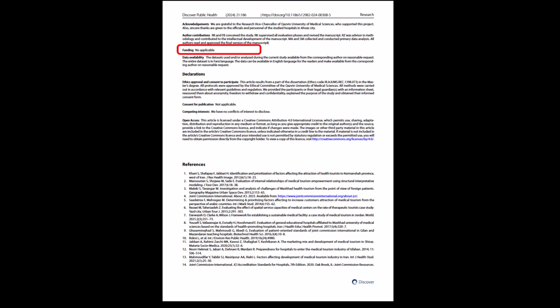They list no funding. They say that it wasn't applicable, which means no organization or person funded this research. And that's important to know, especially when we're studying something like medical tourism. If these authors had been funded by the Medical Tourism Bureau of Iran, we might be a little more suspicious of their findings. They might have a bias in them, whether or not that's something they're aware of. So it's important to understand where the funding is coming from.